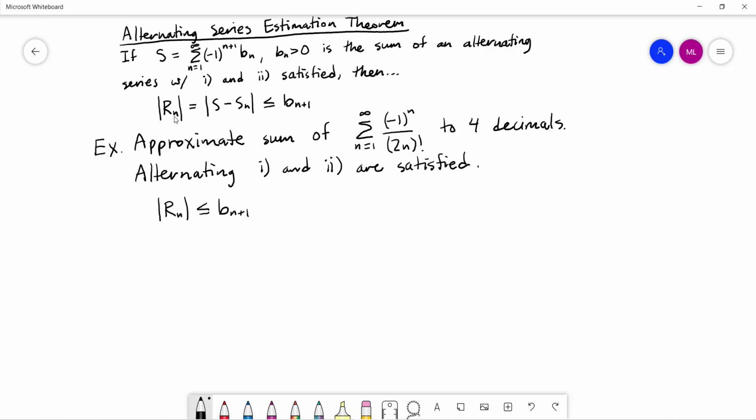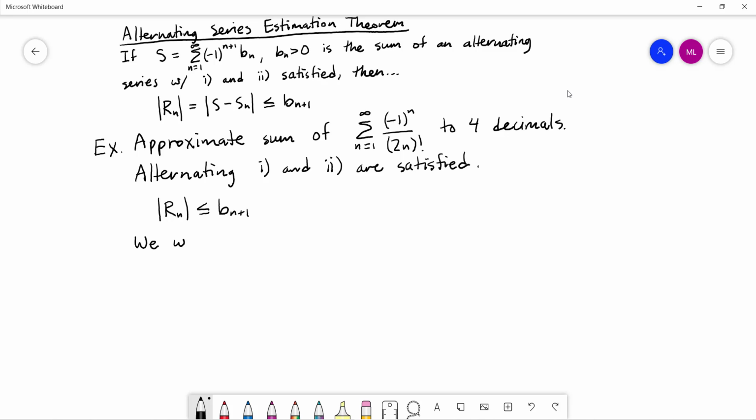Cut out the middleman here. The amount of error is less than or equal to the n plus first term in this series. So what we need to do, if we want to ensure that we're getting 4 decimals correct, is find a b sub n plus 1 that's smaller than basically 0.00009. Basically, we want it to be less than or equal to 10 to the negative 5th. We don't want this to change until the 5th decimal place.